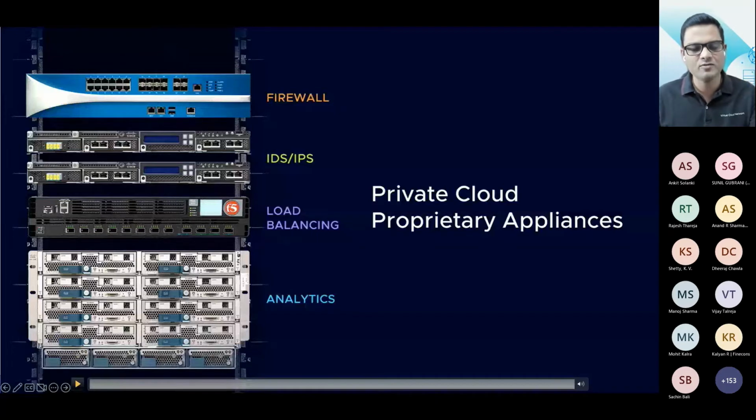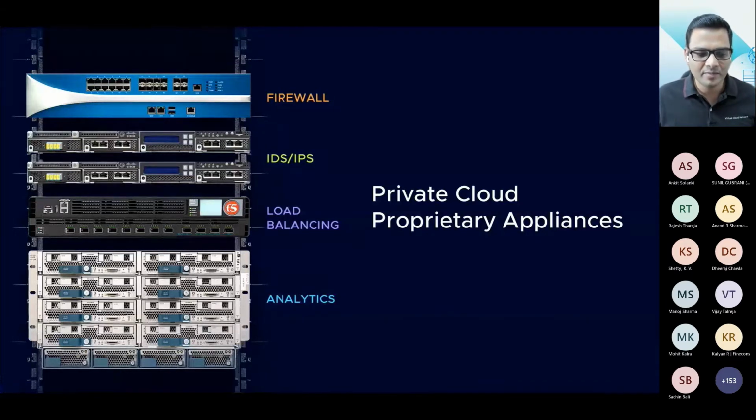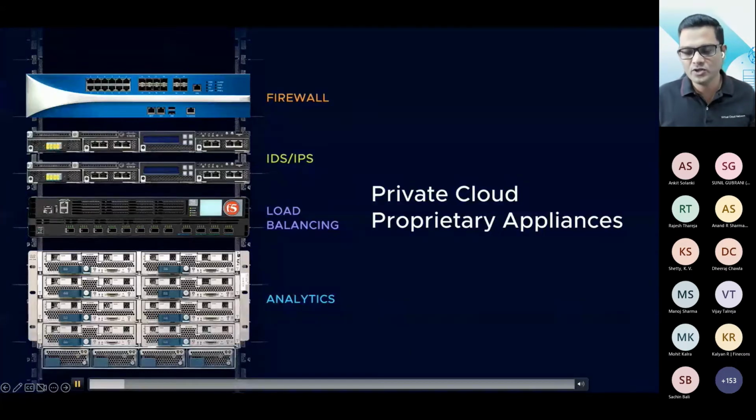The security appliance, the firewall, an IDS IPS, a load balancer, maybe with a WAF, and then analytics with a network monitoring system, telling me how the packets are flowing inside my data center. So what VMware has done using NSX is we've broken down these elements into small pieces of software, and we've added it into our hypervisor.